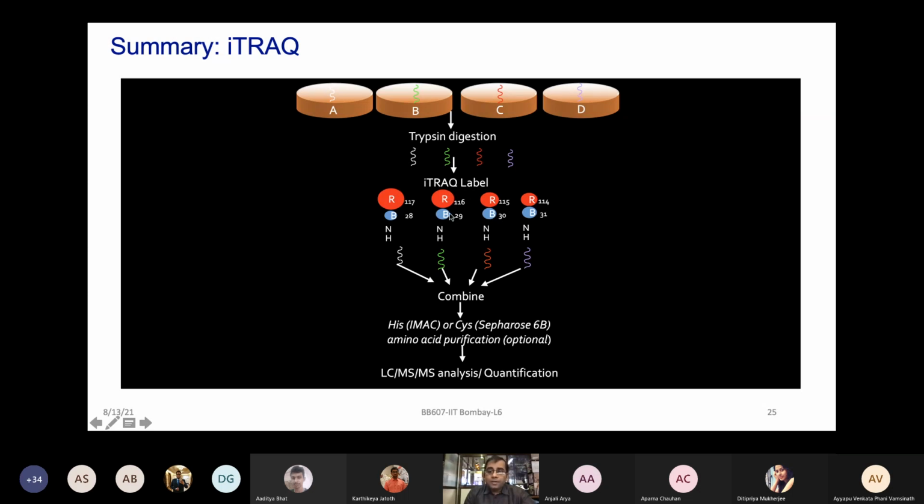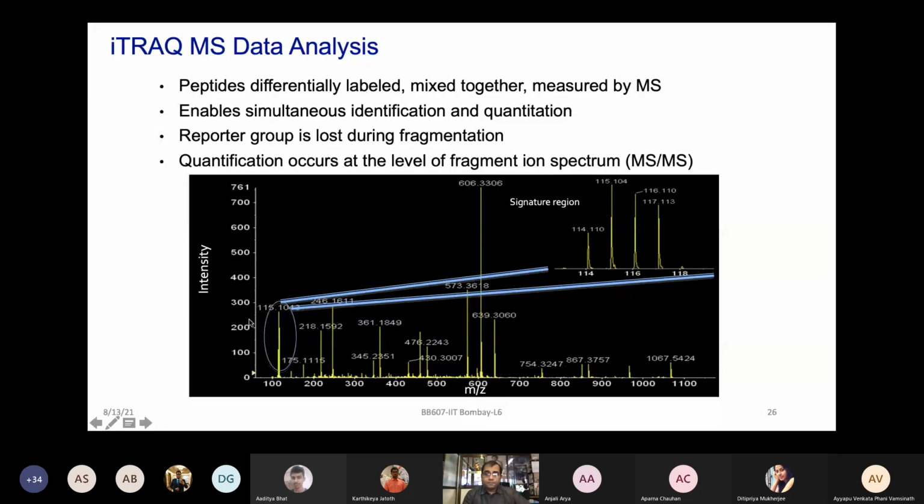You are not adding any extra difference of the mass, total 145 Dalton only. So therefore, you are not going to add any additional changes on the overall peptides of each condition. Combine all of them. If you want to enrich the labeled population, you can do the purification as well, and then run in the LC-MS for further quantification part.